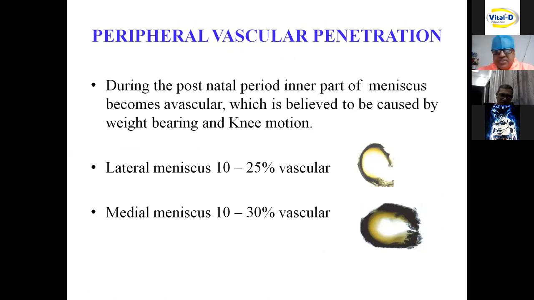Peripheral vascular penetration. We know that the peripheral part is vascular, and it enters into the inner part through vascularized channels. So from the peripheral vascular part, it penetrates the inner part, but the innermost part is not vascular. You can see in the lateral meniscus, the peripheral part is vascular, and it penetrates inside, and it is less vascularized. Same in the medial meniscus, the peripheral part is mostly 30% vascular, and the inner part is not that vascular. So if we do meniscectomy, we will be removing the non-vascular part.